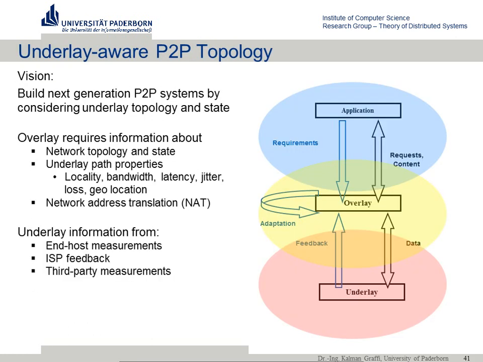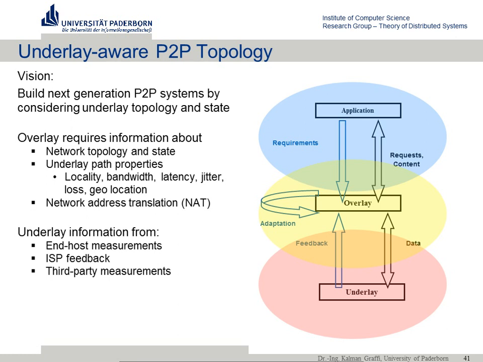Okay, another point that is also often discussed in how to improve P2P overlays in general, so what should be done, is so-called underlay aware P2P topologies. That means, so what is the goal?